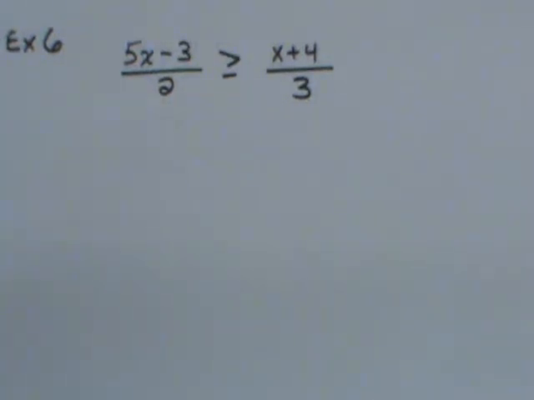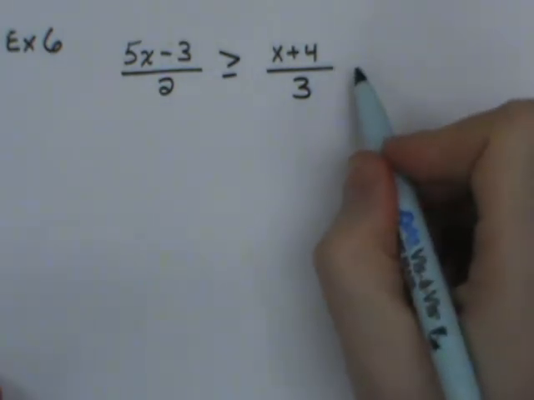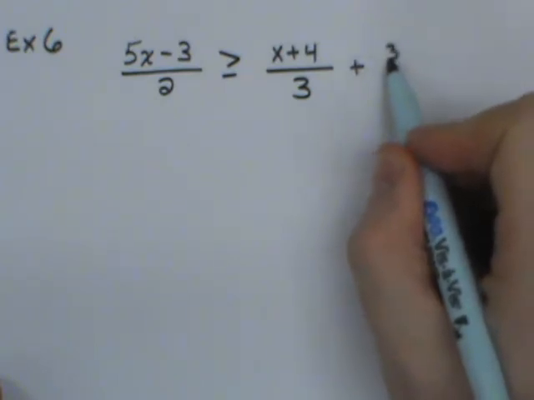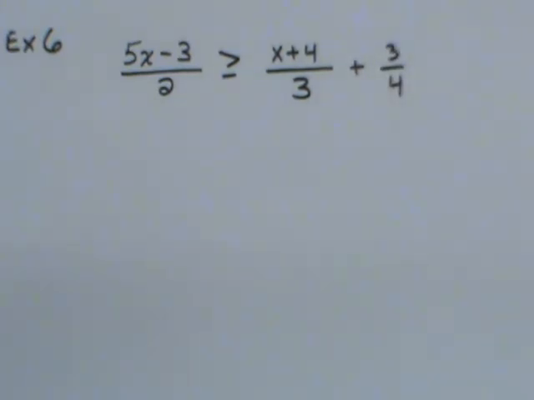I thought for example 6 we get a little crazy. I decided to throw 2 fractions in there. You know what? I think I'm going to throw something else in there. Let's put a plus 3/4 on there as well. Let's get crazy.